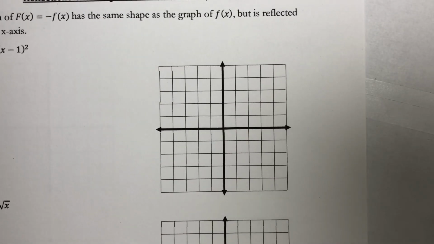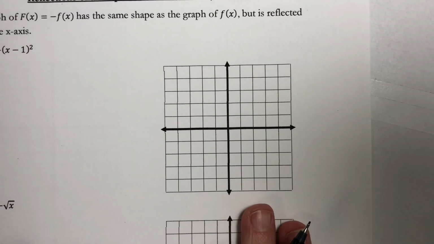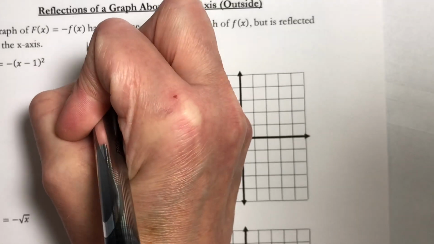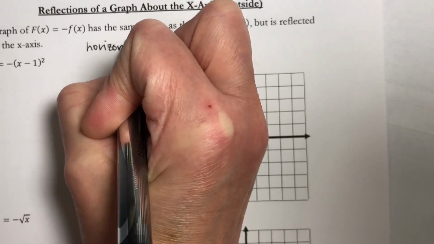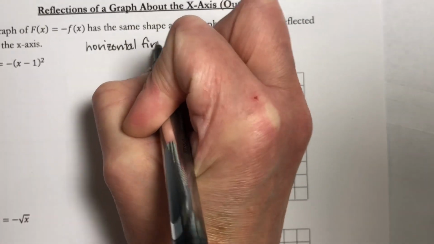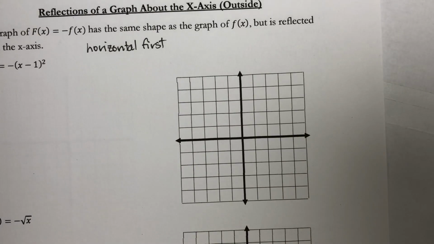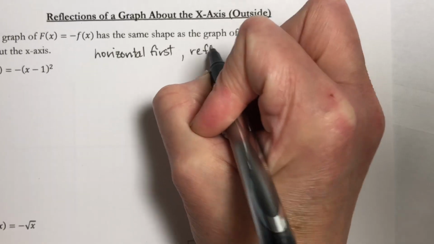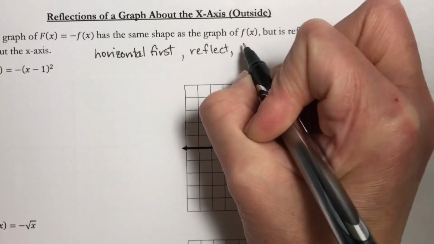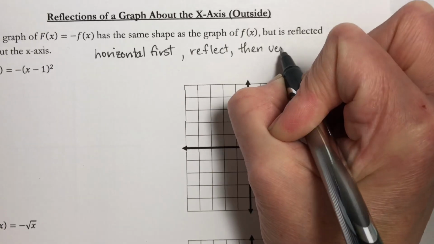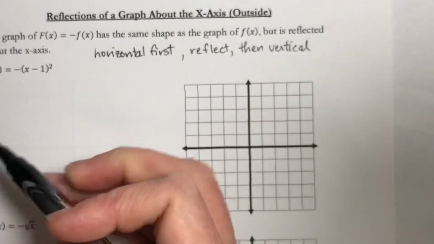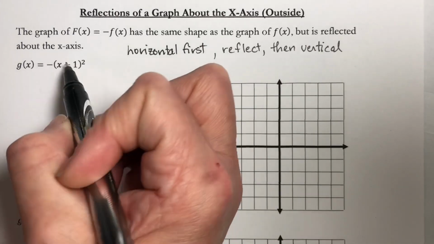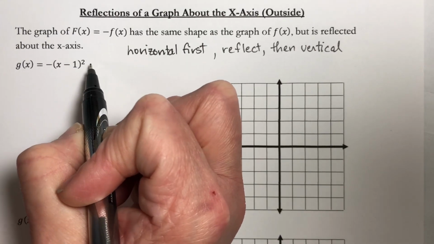Now, recall the order we had to do things in first. Our order is that we have to do a horizontal shift first, and then either stretch or shrink, but we're not doing that, and then reflect. Then vertical. And this one has multiple parts to it.